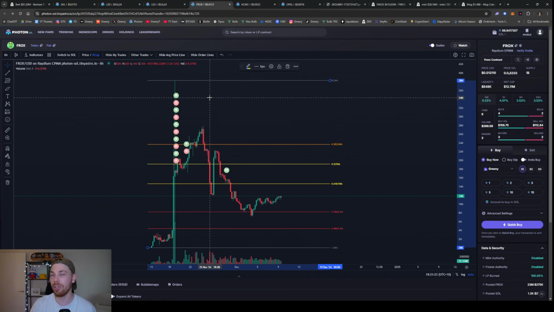So for example, you're looking for another trade. So again, let's go to a high volume trade. I just picked this one up on the trending page on Photon up the top.